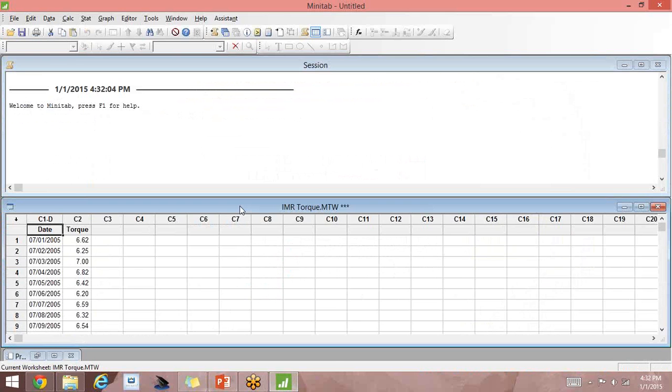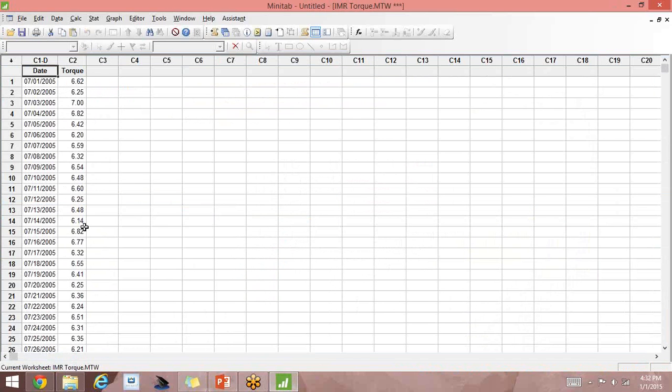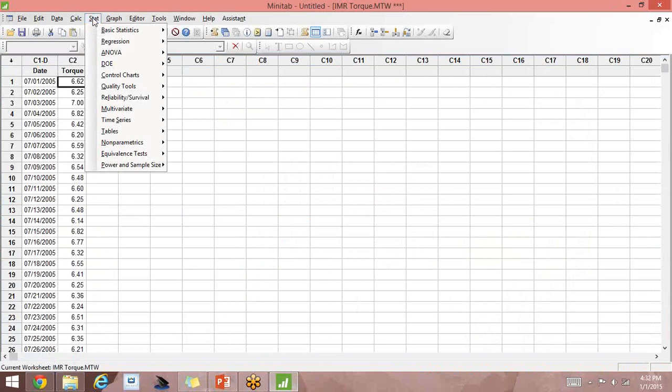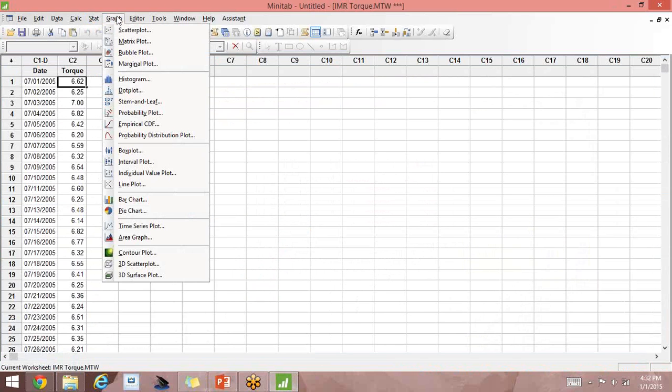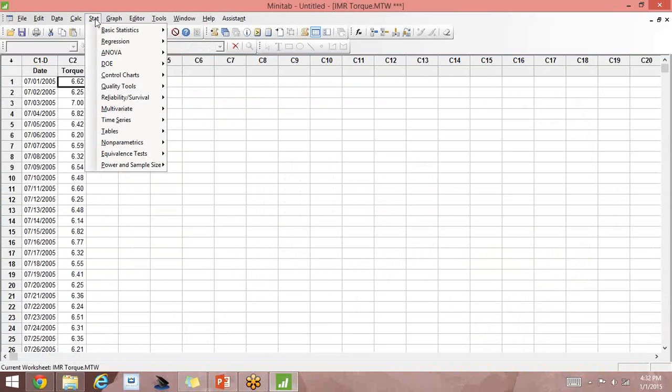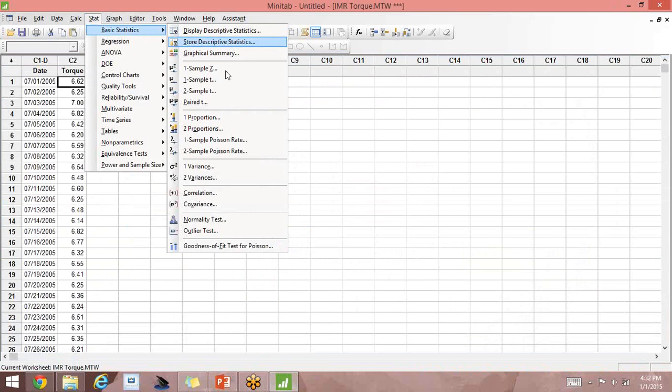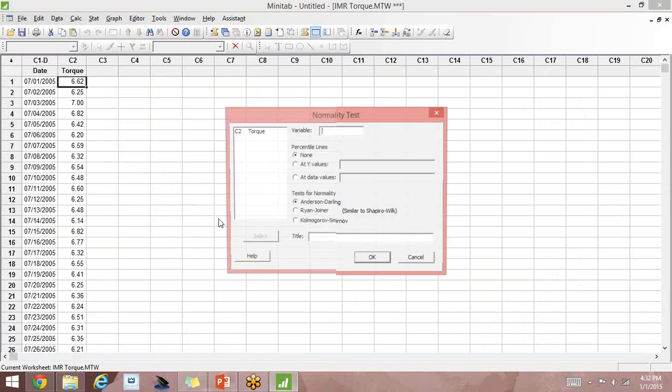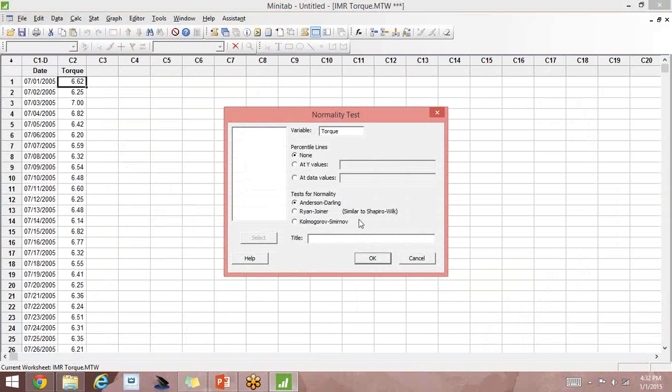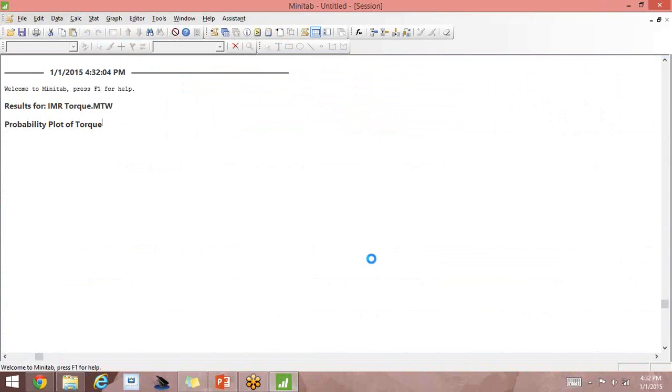Yeah, I think it has opened. So torque, daily once. On a daily basis, we have measured the torque. We have the torque values here. Let me go to Graph, or I think Basic Statistics, Normality Test. There are various ways of finding out the normality. We are going by the traditional way of looking into it.